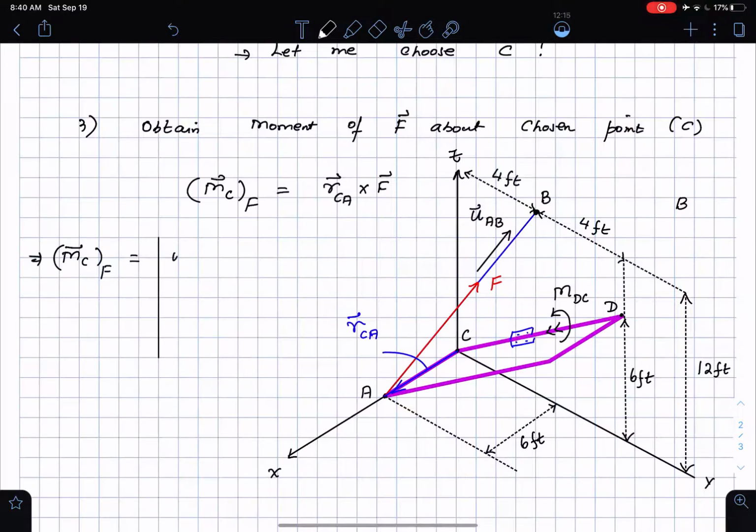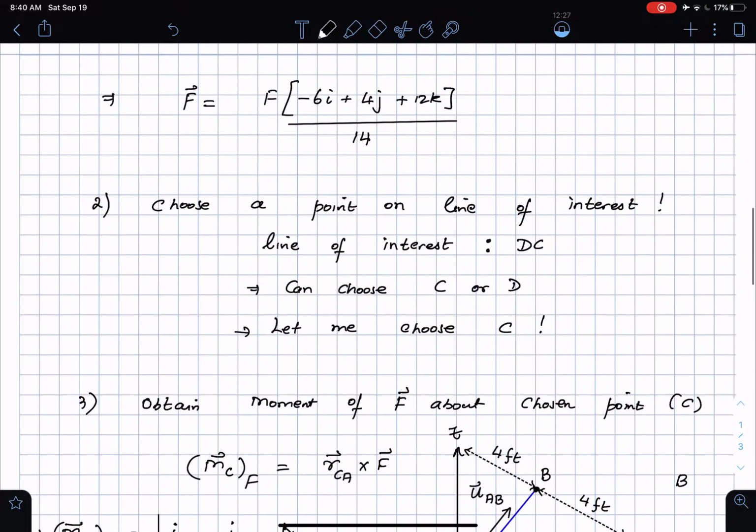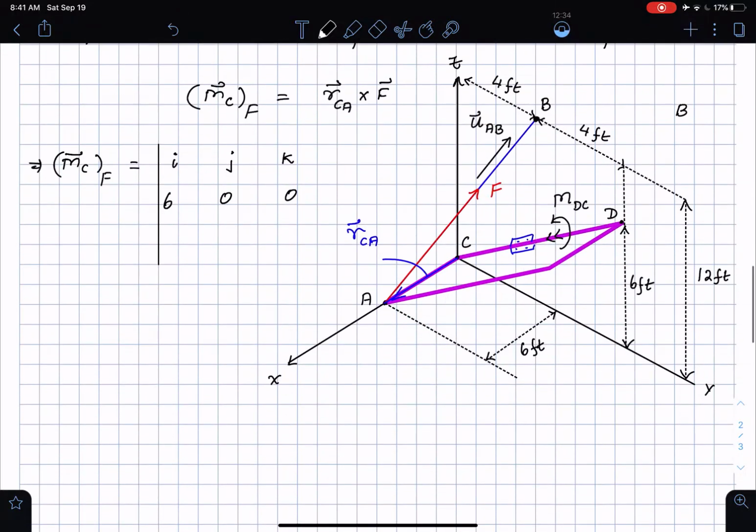Because it is just going to be coordinates of A minus C. So in IJK, coordinates of A minus C is going to be 6, 0, 0. And then the force itself. Okay, look at this force which we had here. Don't forget the magnitude F. So this is minus 6 times F by 14 in the I direction.